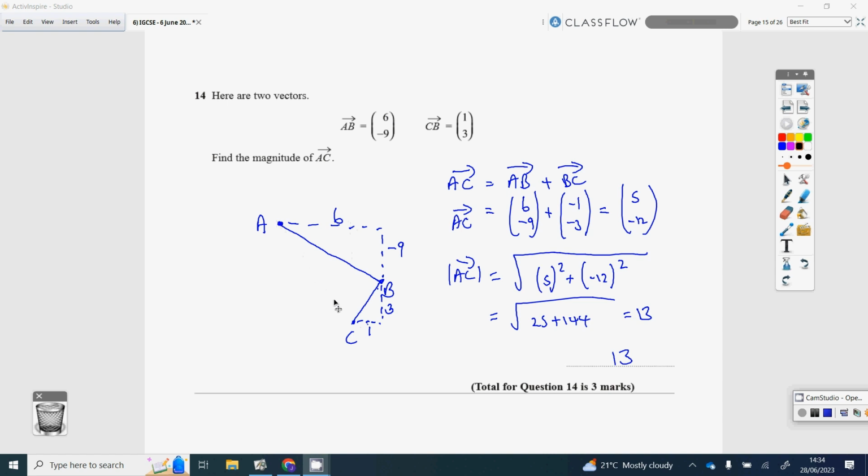We want this diagonal here, so we just Pythagoras our two coordinates. So it's 5 squared plus minus 12 squared, and then we square root that answer. So we've got 25 add 144, 169, square root that, you get 13. So the magnitude of AC, this length here, is 13.